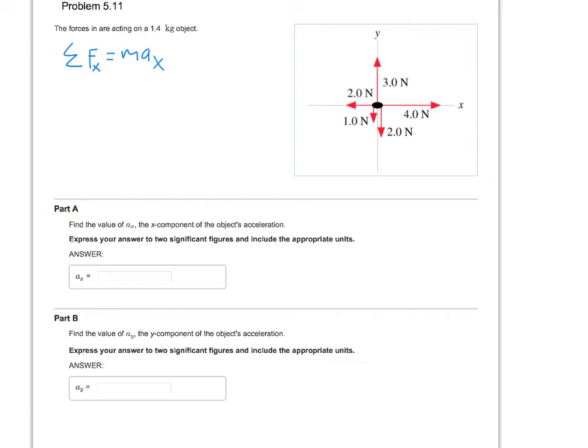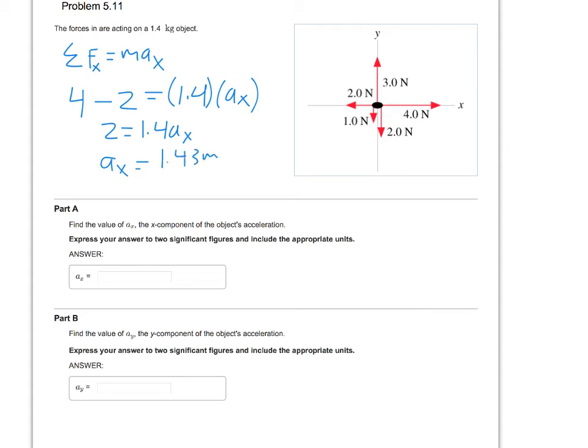So in the x direction, we have 4 newtons minus 2 newtons going to the left, and that's going to be equal to our mass, 1.4, times our x acceleration, which is what we're looking for. And so we get 2 equals 1.4 ax, which means that our x acceleration is 1.43 meters per second squared. When we go to put it in, it does say 2 sig figs, so technically it would just be 1.4 meters per second squared. Moving on to our y, sum of the forces in the y.